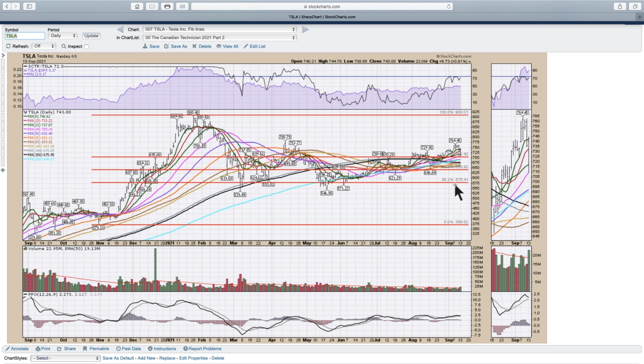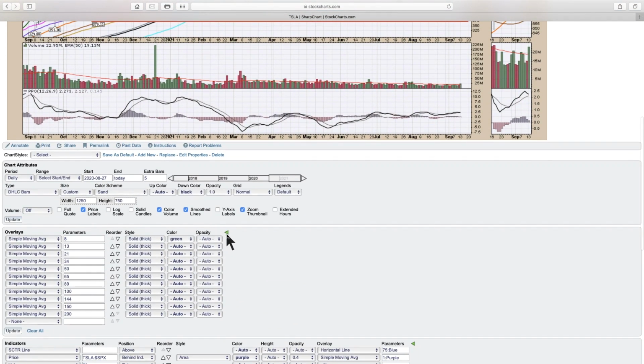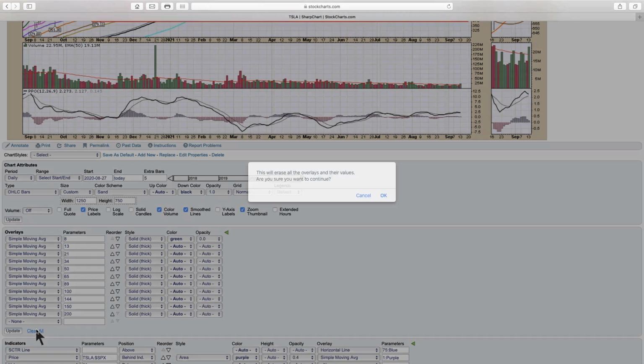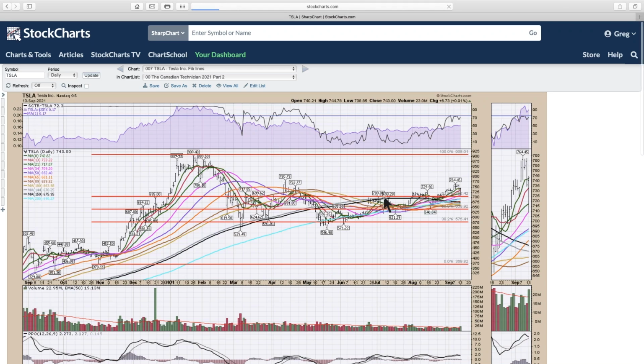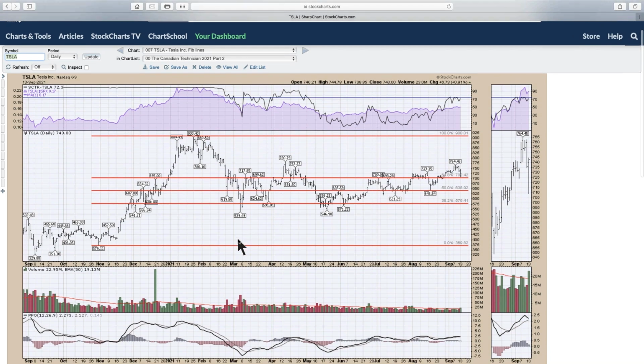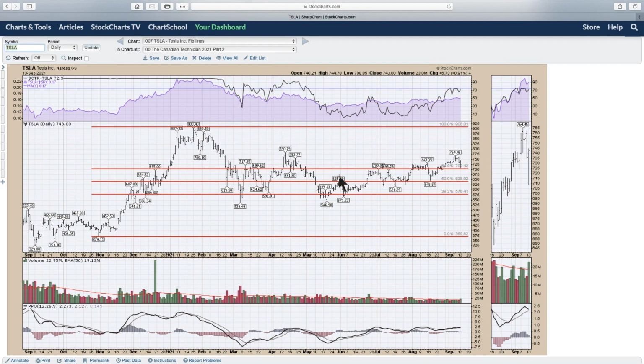So that convergence, or that coincident factor where a lot of different traders are looking at the same level, will come into play. To me, this chart's too busy, so I would either go through and change all these opacities to 0, or I would clear all, right? And if I cleared them all, then I can just see the fib lines sitting there by themselves. So you have to decide what is the data you want to see.